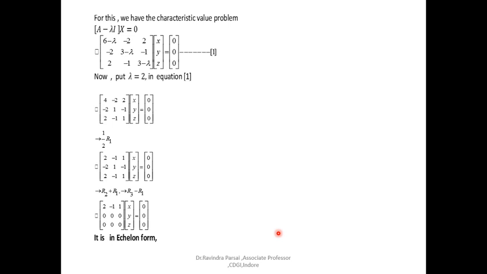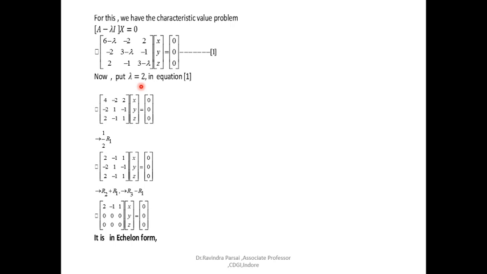Now we come to illustrate the method of finding the eigenvectors corresponding to these eigenvalues. So our first eigenvalue is lambda equal to 2. Before going to find this, first you write the characteristic value problem of the given matrix by subtracting lambda from the diagonal elements of the given matrix: [6-lambda, -2, 2; -2, 3-lambda, -1; 2, -1, 3-lambda] times (x, y, z) equal to (0, 0, 0).